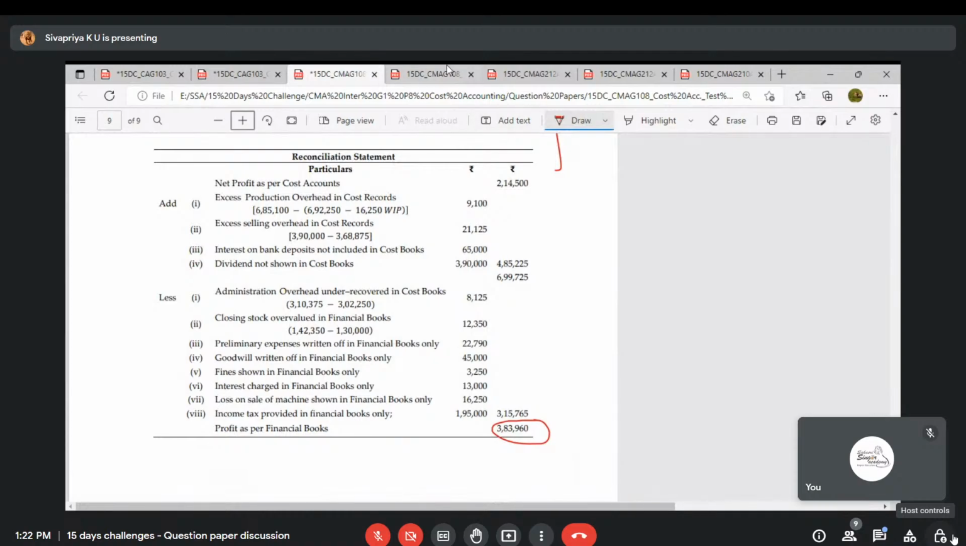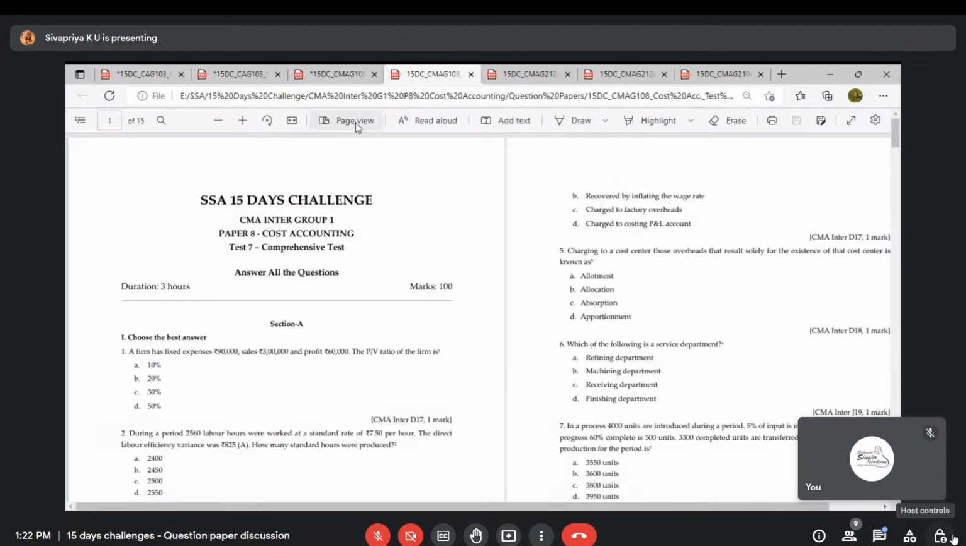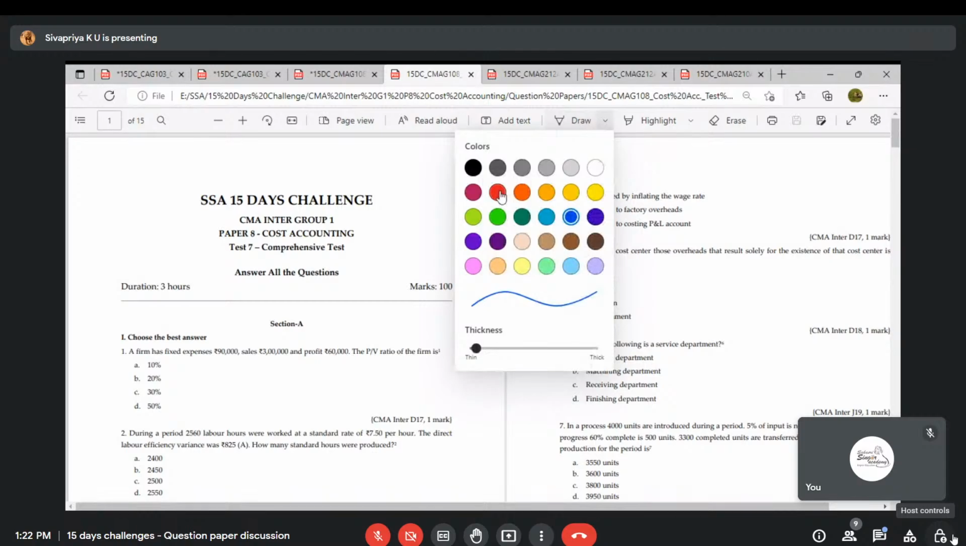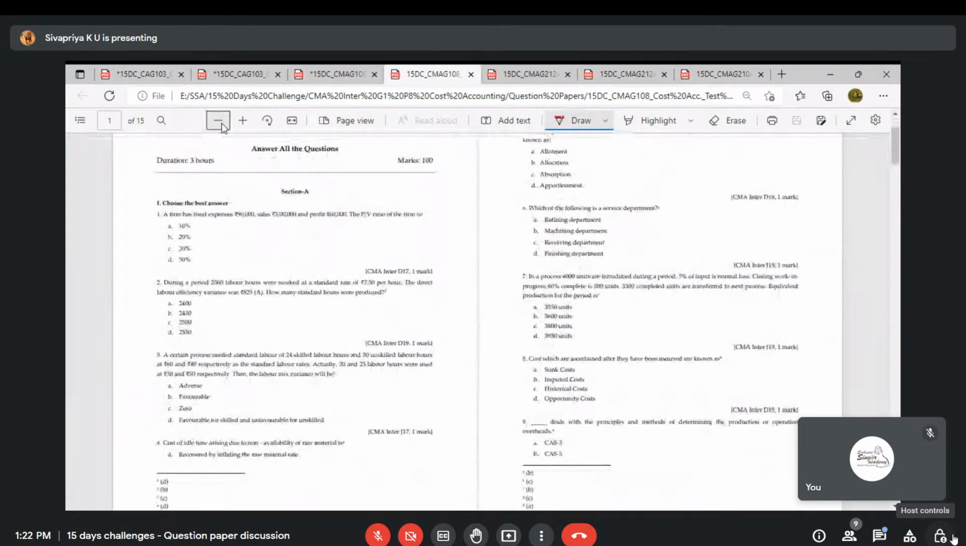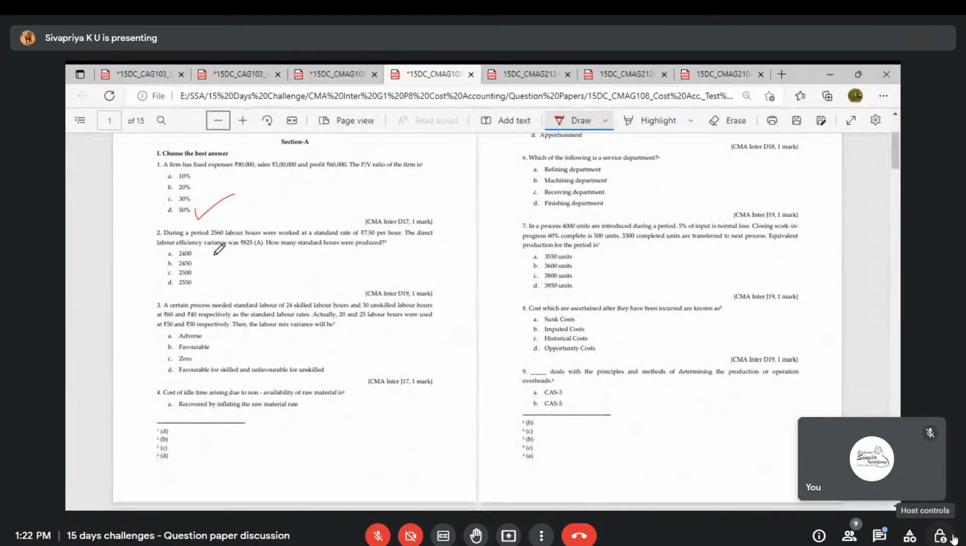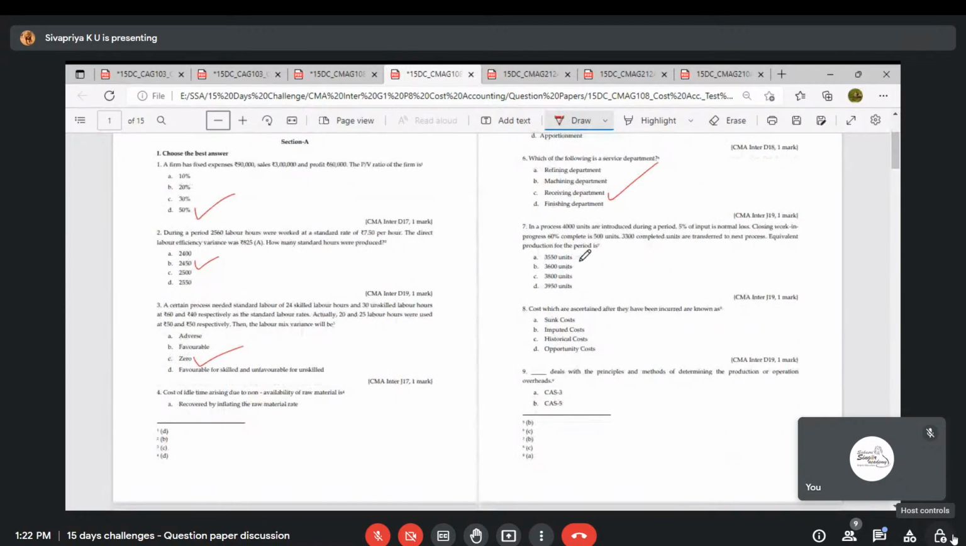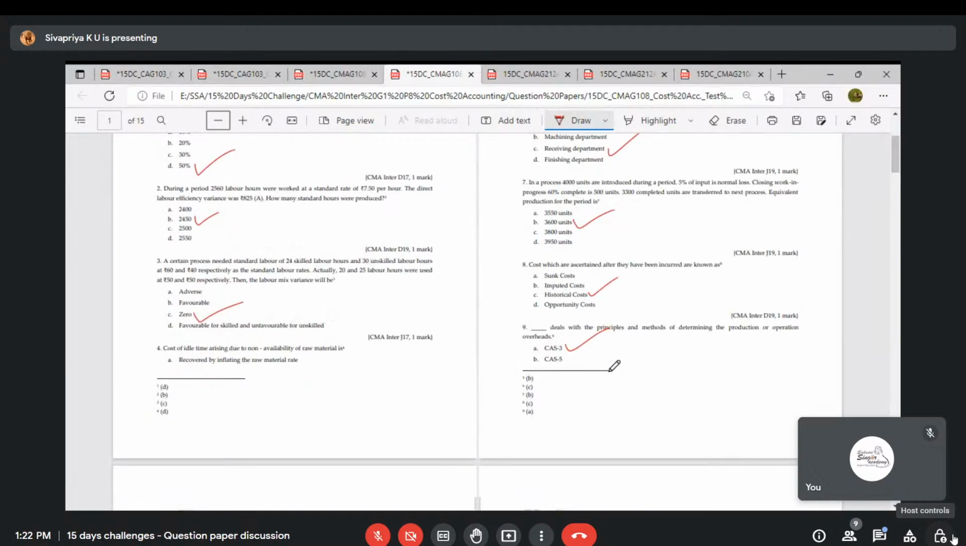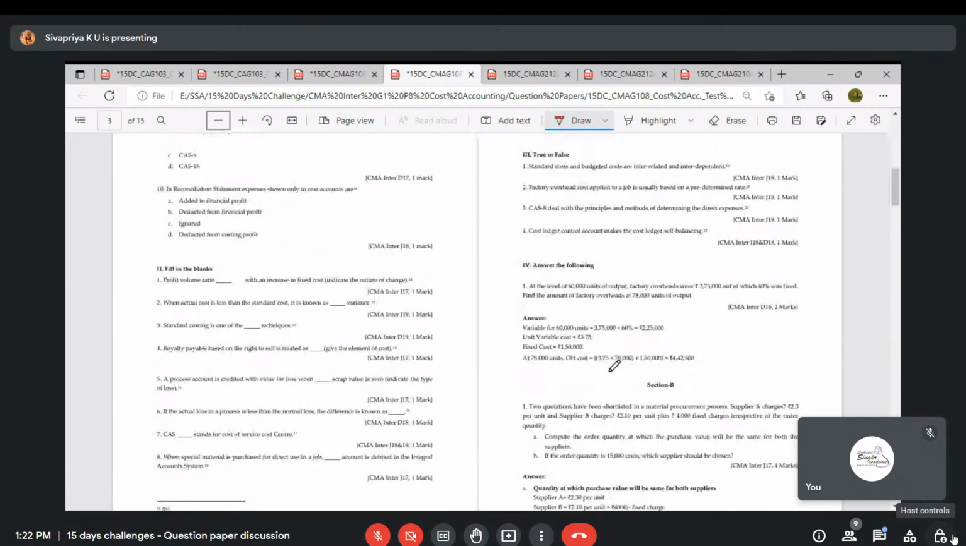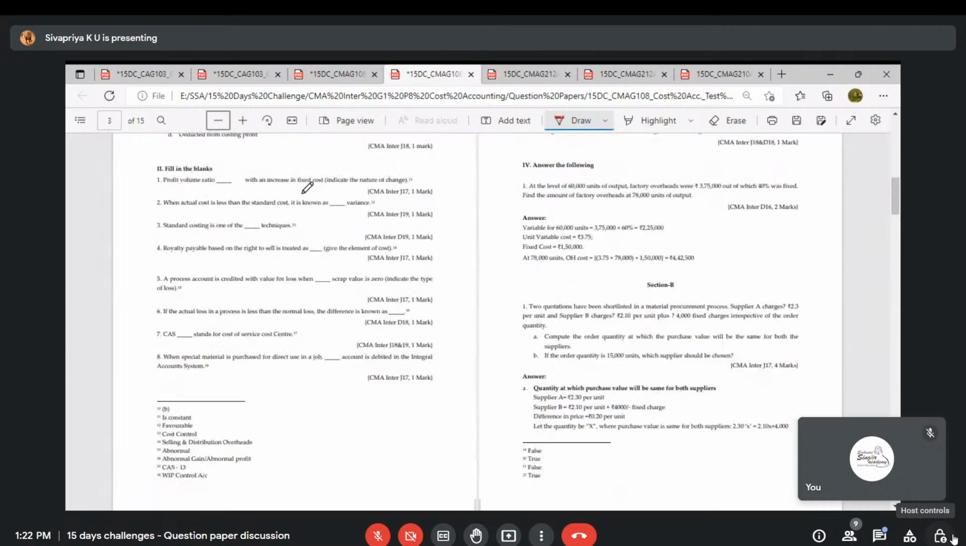Okay, now CMA Group 1, test number 7. 1 is B, 2 B, 3 C, 4th is B. This is B. 6th C. 7 D. 8 C. 9 A. 10 is B. The profit volume ratio is constant, 10 to 1.